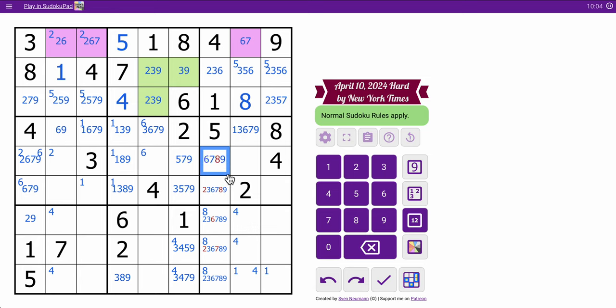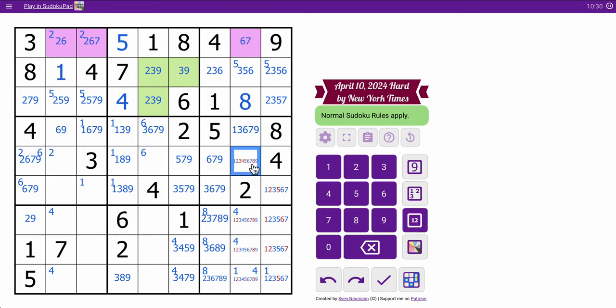Column 7. Not 2, 3, 8. Not 2, 8. Not 6. Not 2, 7. See, these cells are not 4, 8, 9. And these cells are not 2 or 8.